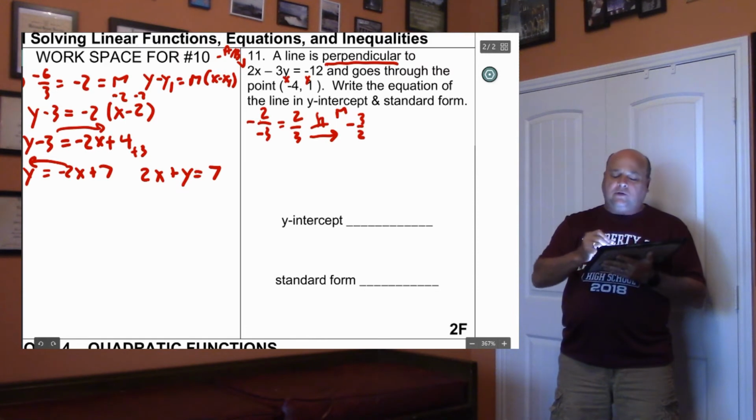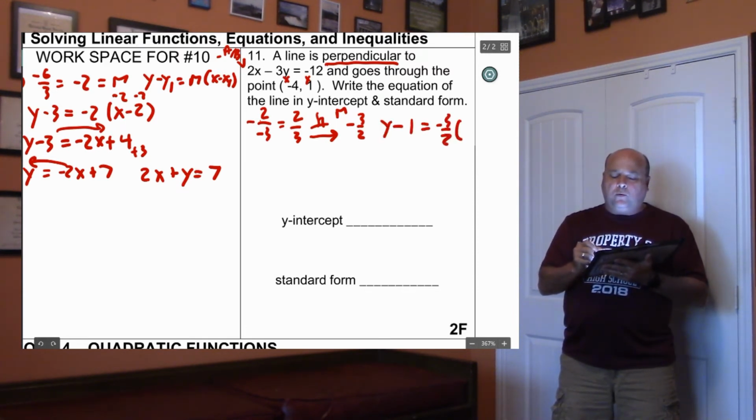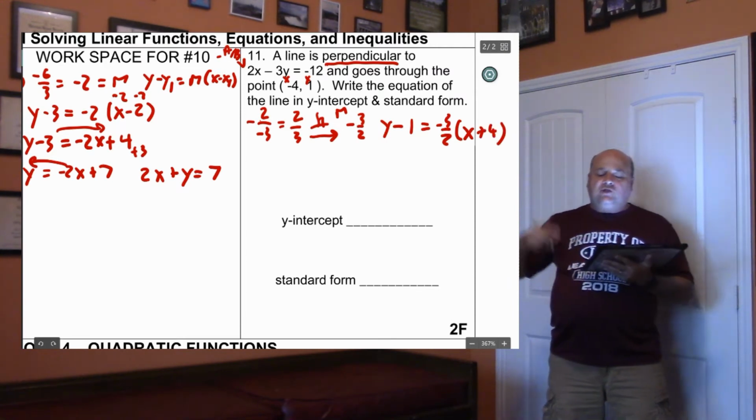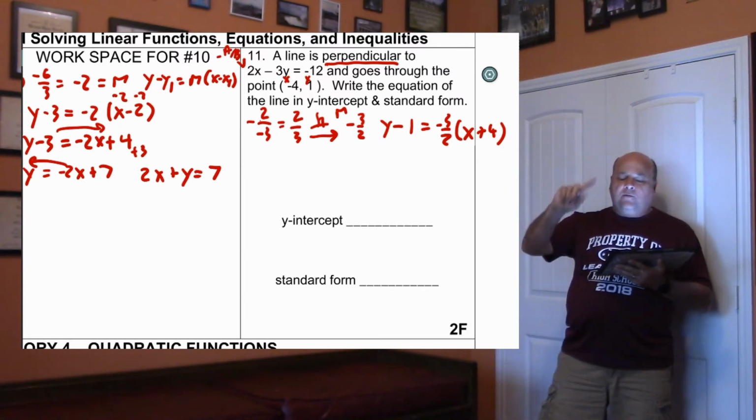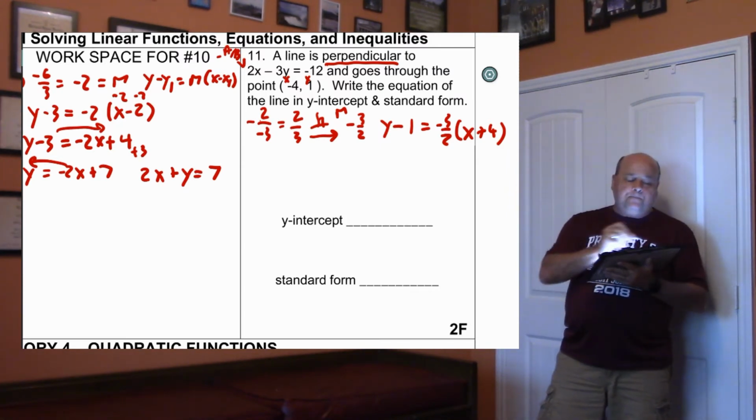I'm going to plug in the point-slope. y minus 1 equals -3 over 2 parentheses x plus 4. So the signs flip, don't they? The -4 turns into +4. The +1 turns into a -1.